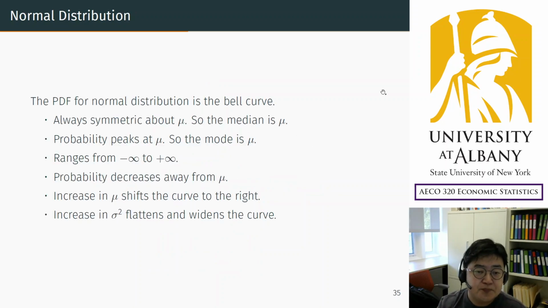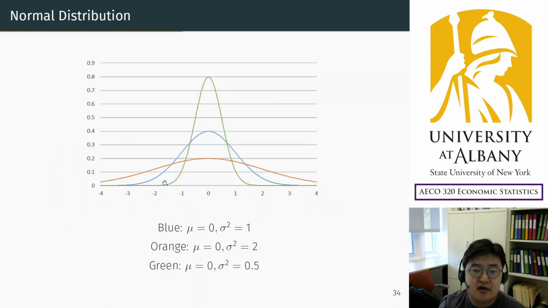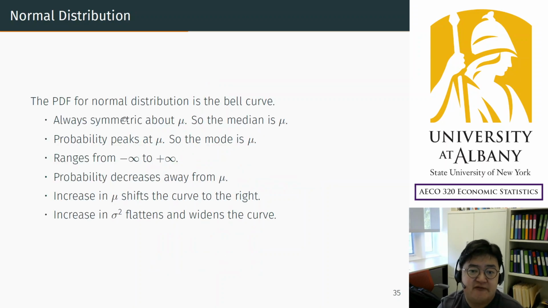So, a few basic normal distribution facts. By the way, the bell curve is the PDF, the probability density function, for the normal distribution. So the bell curve is the PDF, and it is always symmetric about mu. Because of the symmetry, the median is the same as the mean. The median is also mu, right? And the mode is also mu. The peak is at the center, so the mode is mu. So mean, median, mode are the same.